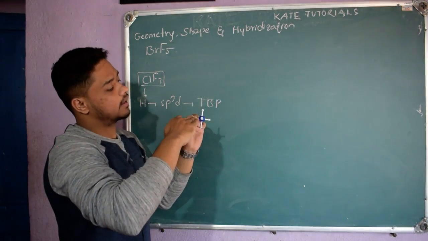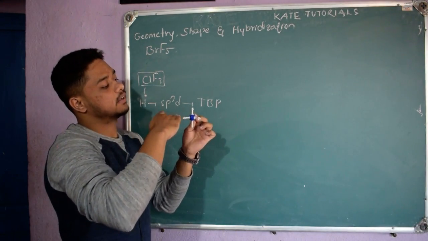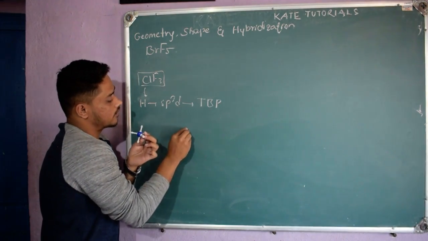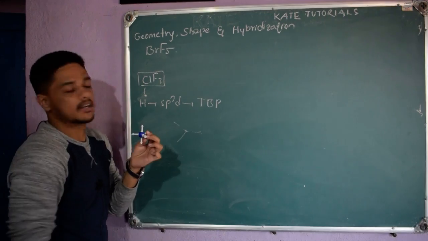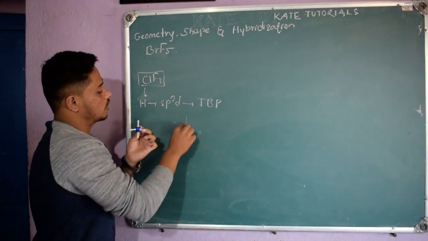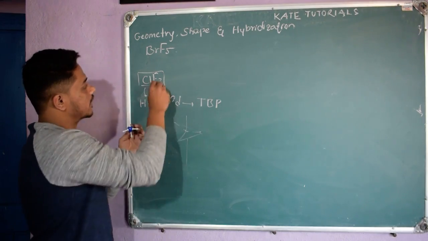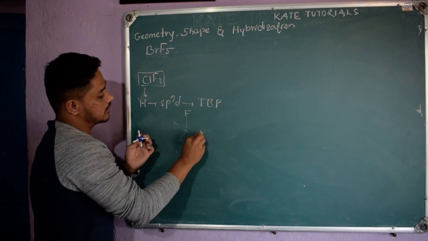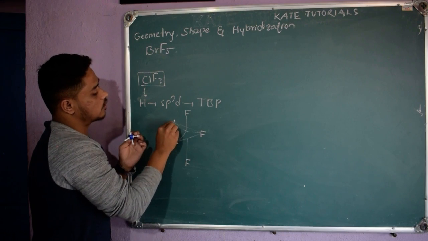If I take a plane and cut it, all these three bonds are in the same plane. One bond is above, one bond is below, right? So chlorine is at the center, and these three bonds are all in the same plane, forming a trigonal planar arrangement, with one above and one below. So this is the structure of TBP, and I told you fluorine will occupy the axial positions, and the lone pairs will occupy the equatorial positions.